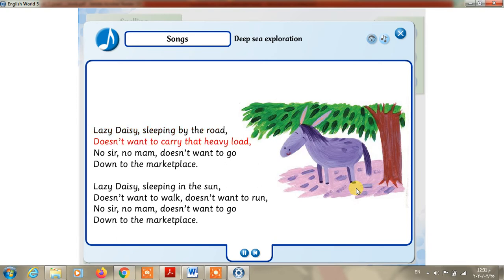To carry that heavy load. No sir, no ma'am, doesn't want to go down to the marketplace. Lazy Daisy, sleeping in the sun, doesn't want to walk, doesn't want to run. No sir, no ma'am, doesn't want to go down to the marketplace.